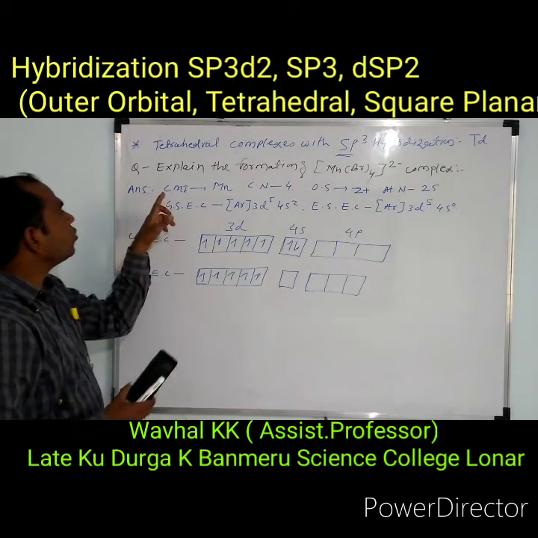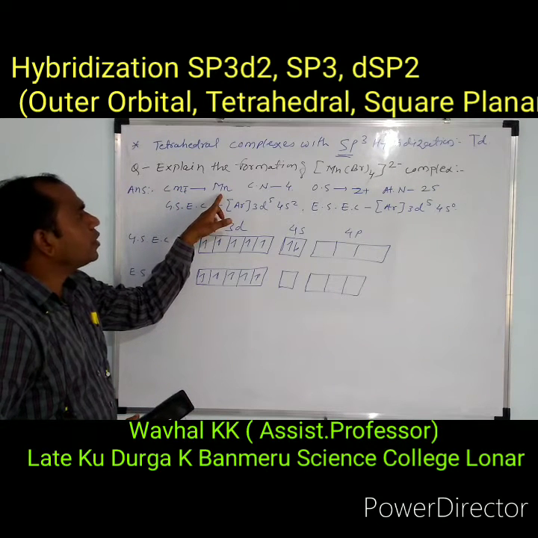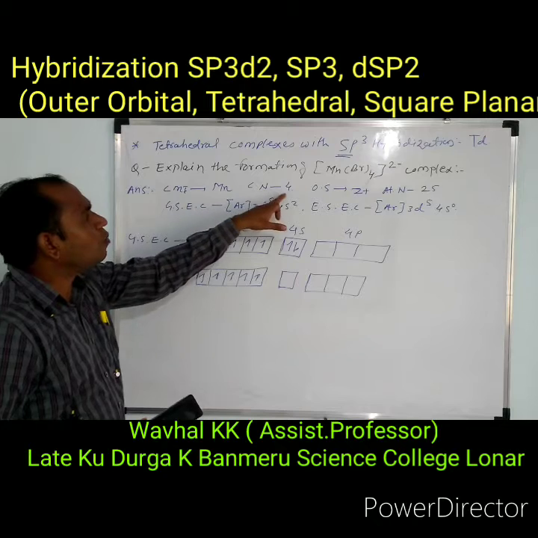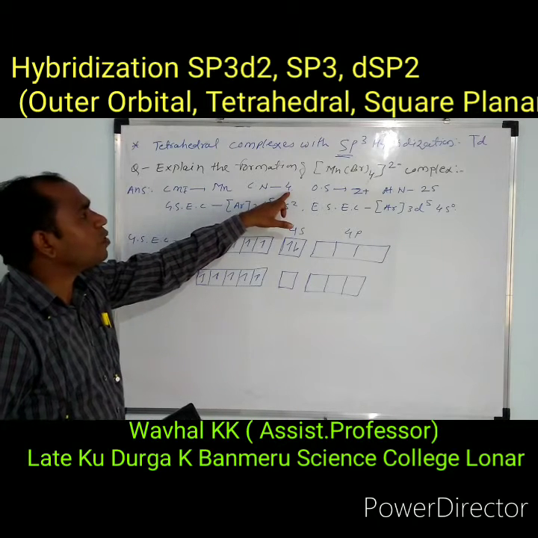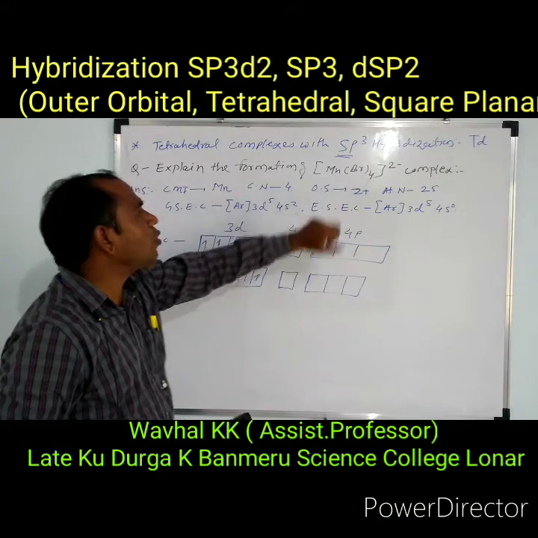Firstly, write down that the central metal atom of this complex is Mn. Then the coordination number of the complex is 4. Why? Because 4 bromine atoms are attached to the Mn.